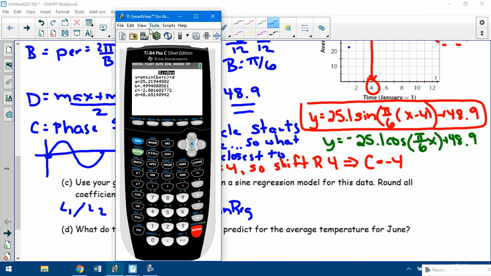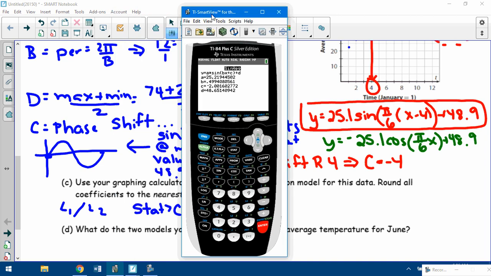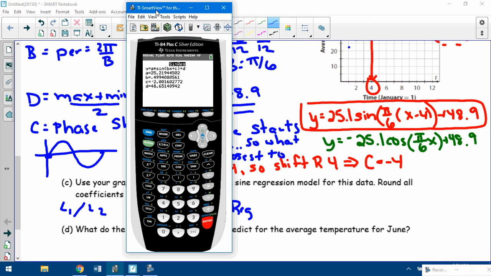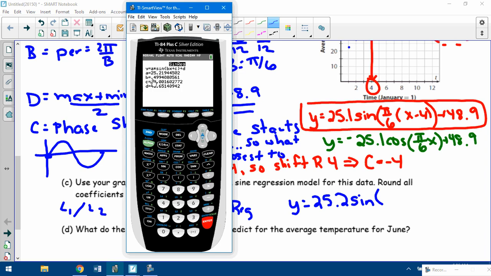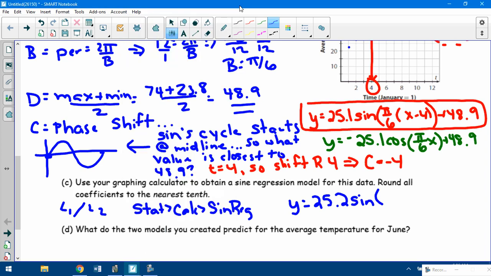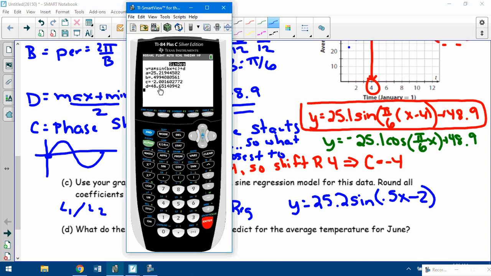Okay, so using all these, we want it to the nearest, what does it say? 10th. It's going to be y equals 25.2 times the sine of, nearest 10th would be 0.5x minus 2. So 0.5x minus 2, and then plus 48.9.